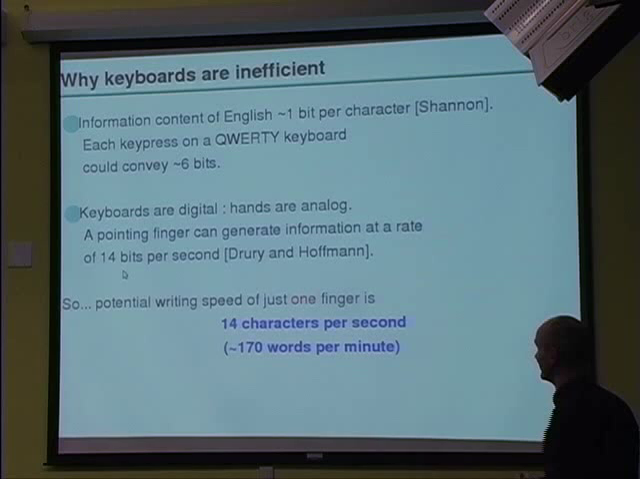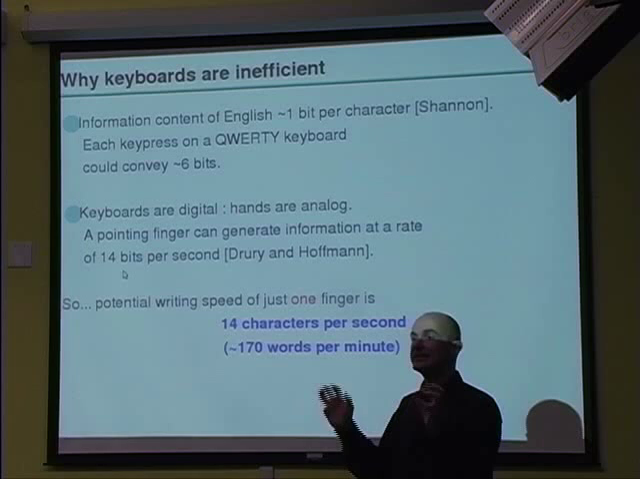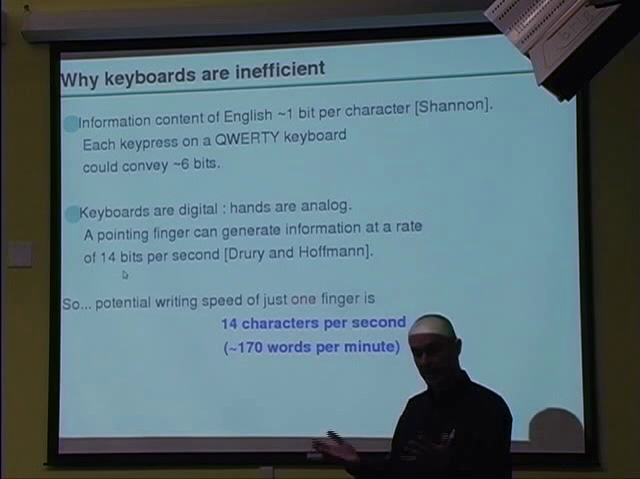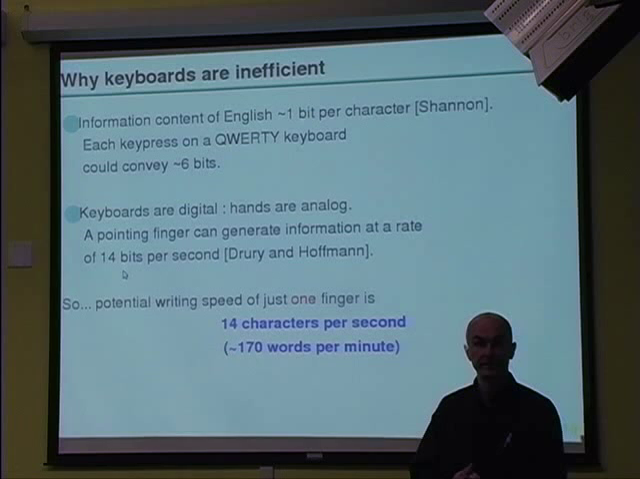The second reason why keyboards are inefficient is these things on the ends of my hands, we call them digits, but they're not actually digital devices, they're analogs. I've got 10 analogs, each one of them capable of high precision motor gestures and with a lot of fine control. And keyboards throw all that away. All you can do is detect whether a finger is up or down. And that's a big waste, again, of information content. It's been estimated that just a single finger can generate information at a rate of 14 bits per second.